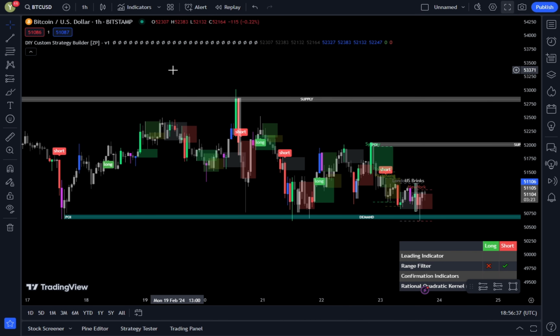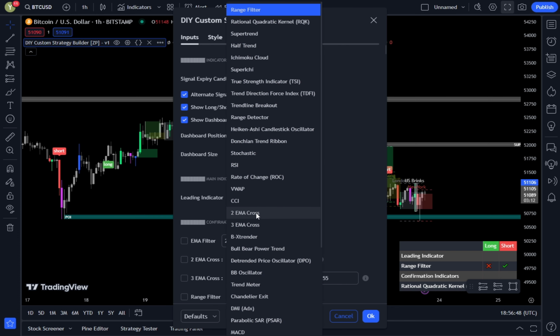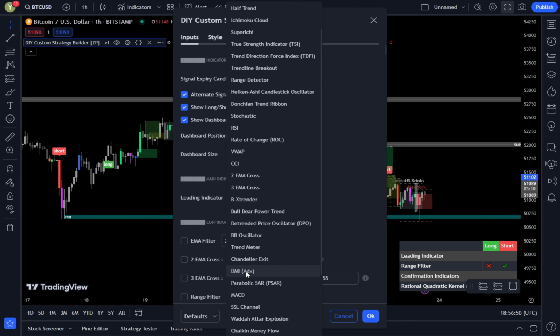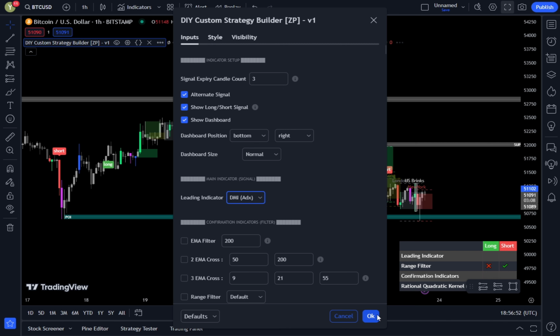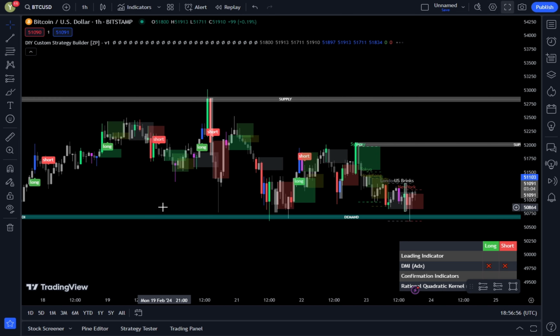You can also set up alerts to notify you of buy or sell signals, allowing you to spend less time staring at the screen and more time on other activities. Depending on the market you're trading, you can choose different indicator combinations. For cryptocurrency markets, using ADX as a main confirmation indicator often works well for long trades.